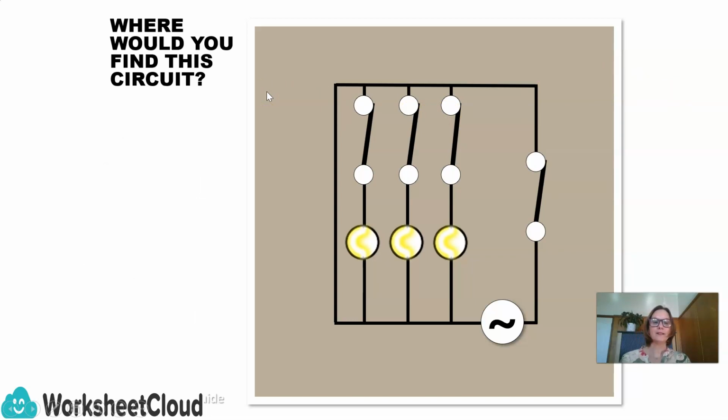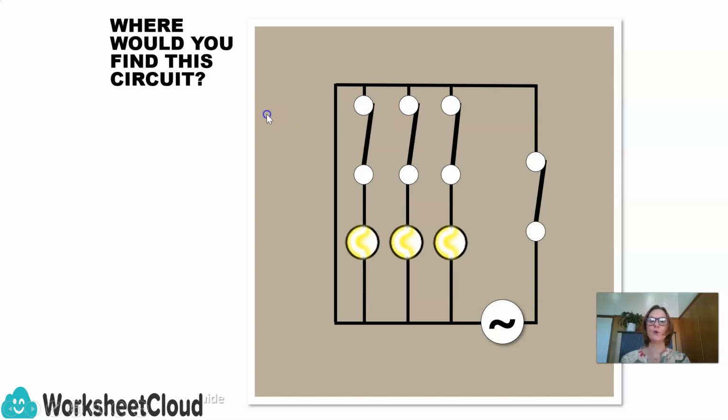Where would you find this circuit? Now this circuit over here, also from mains electricity, it is closed. And I can switch these lights on and off. Look how easy that is. But now I open this circuit over here. So I open the switch, I break the pathway of the current, and now what's happening? I can't turn these lights on and off. Close this switch, and then I can turn these lights on and off.